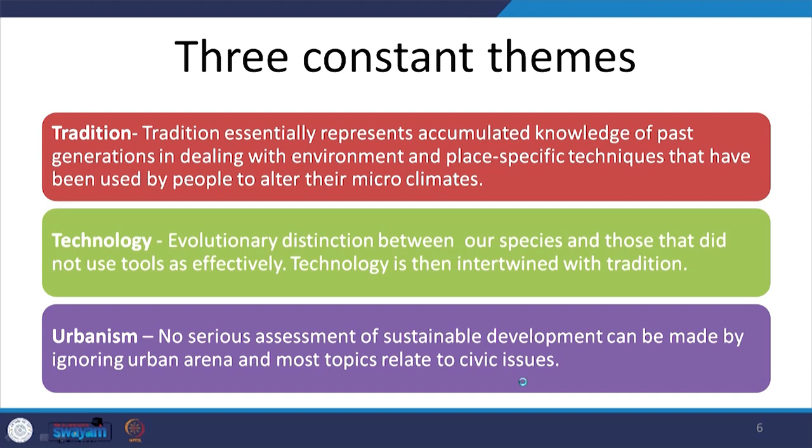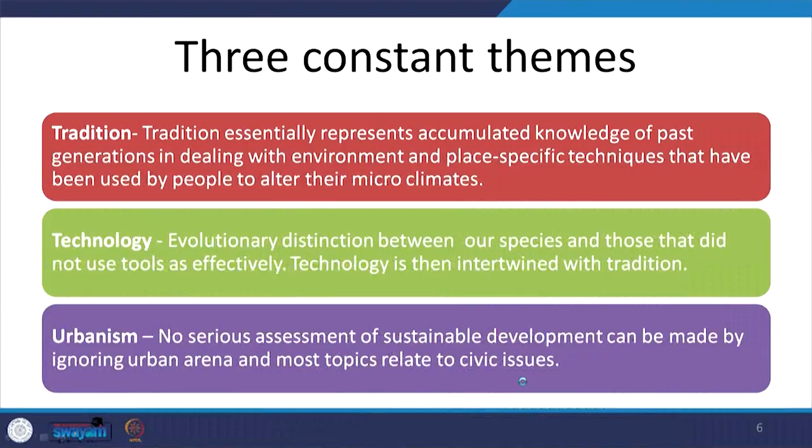In the same manner, the technology that will be chosen, the technology which will be employed, also has to be context specific. So, for employing these characteristics of sustainable architecture in buildings, we can follow various themes, and here we will look at some of the very popular and constant themes which designers and architects employ to design and deliver sustainable buildings. So, the first theme, which is also the most important theme, is tradition.